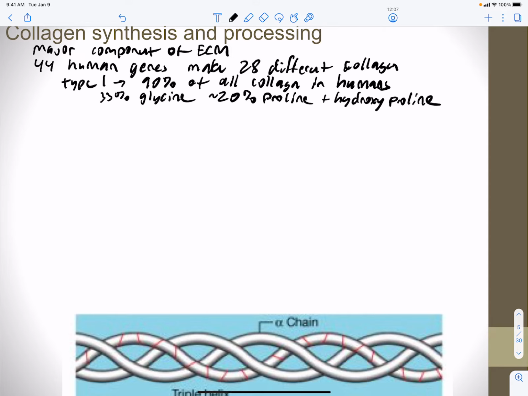Type 4 is important. Type 4 is a major component of all basement membranes. So basement membranes are more dense, and so type 4 are able to form a lattice network.